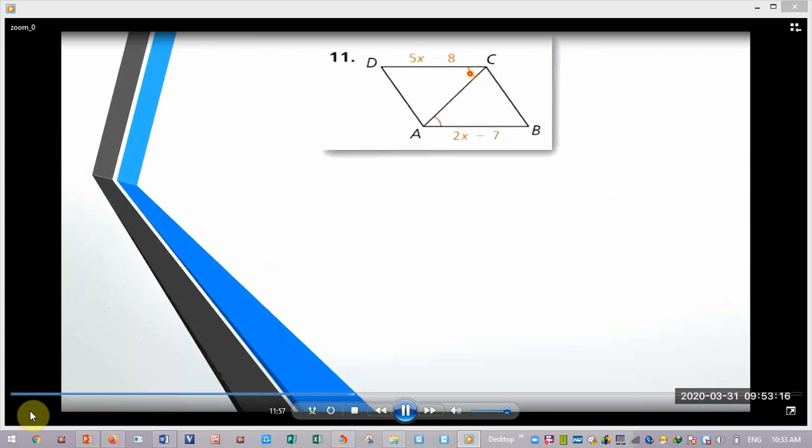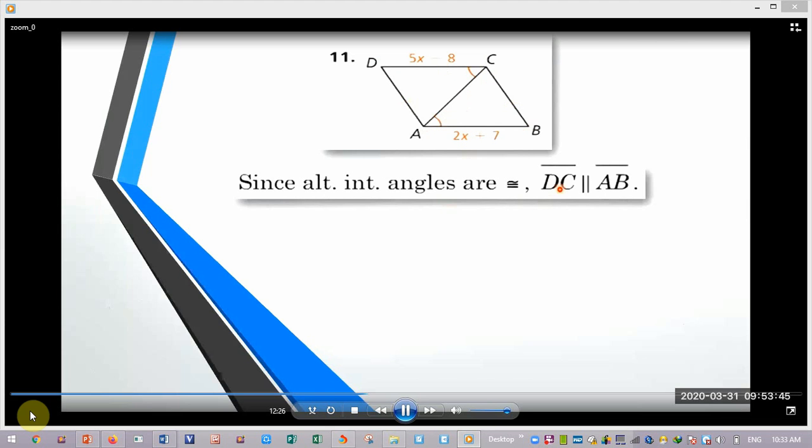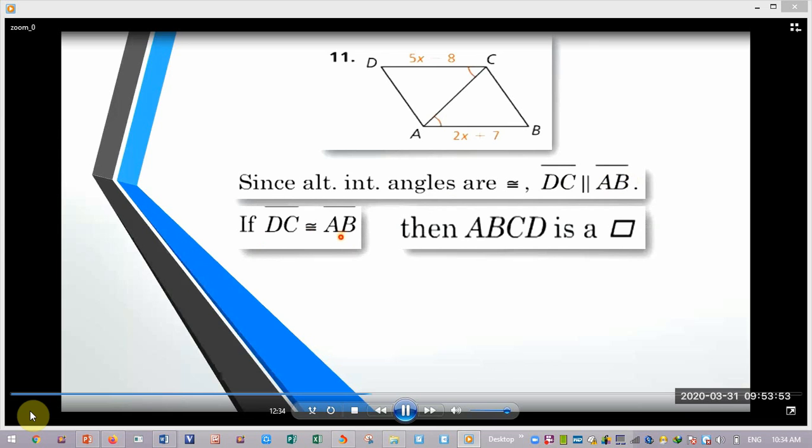Already we have two angles, angle C and angle A, that are equal. If they are equal, are they corresponding, alternate or what? Like a Z. Yes, alternate. Then DC is already parallel to AB. Two sides parallel. What's the other condition? If the other two sides are parallel, I cannot. If the same sides are parallel and equal, yes. If I get DC congruent to AB, it will be a parallelogram.